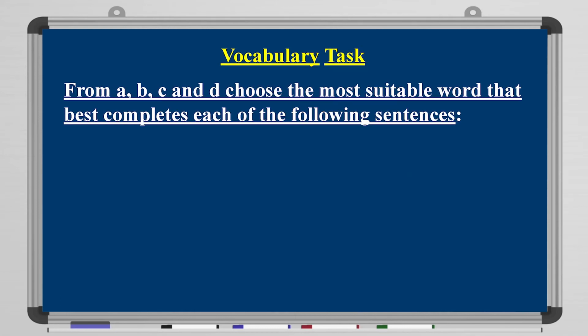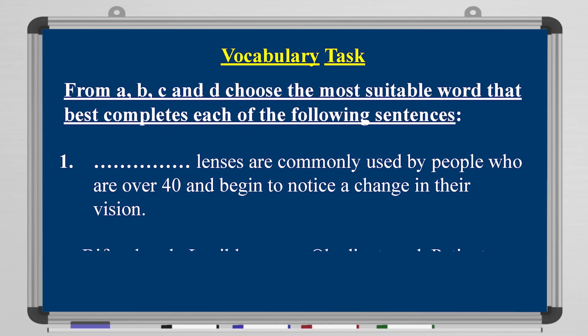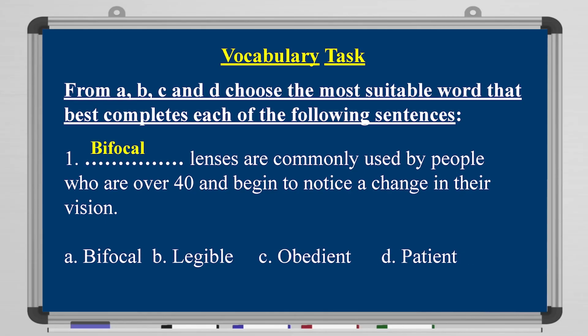We're finished with the vocabulary items. Let's go for the vocabulary task. From A, B, C, and D, choose the most suitable word that best completes each of the following sentences. We have sentence number 1. Lenses are commonly used by people who are over 40 and begin to notice a change in their vision. What do you think the answer could be here? Could it be bifocal, legible, obedient, or patient? We just took these vocabulary items, so you should know the answer by now. The answer is bifocal. Excellent.